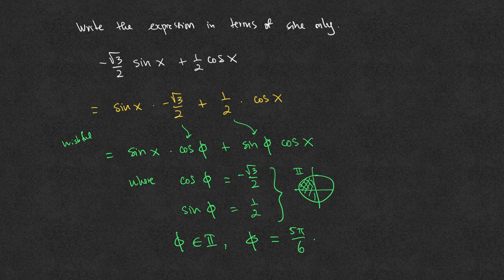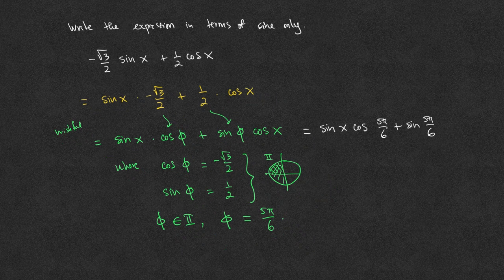With that and our wishful thinking, we can write this as sine of x times cosine of 5 pi over 6 plus sine of 5 pi over 6 times cosine of x. But this is the sum formula for sine of x plus 5 pi over 6. What we just did is we wrote the given expression in terms of sine only. There's only one term here with sine, and that is what we want.